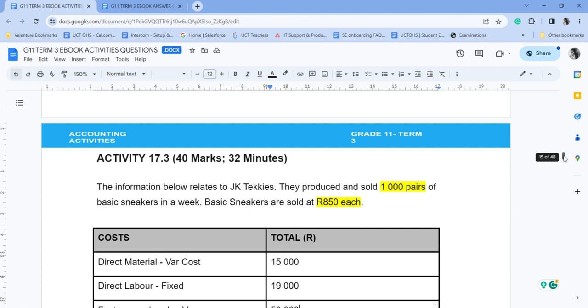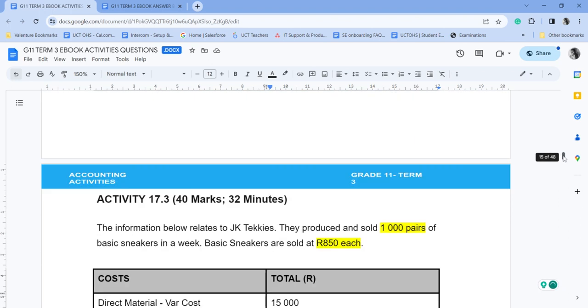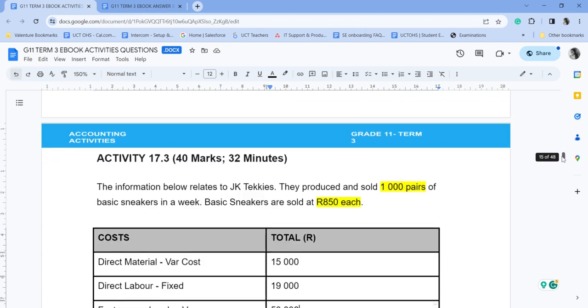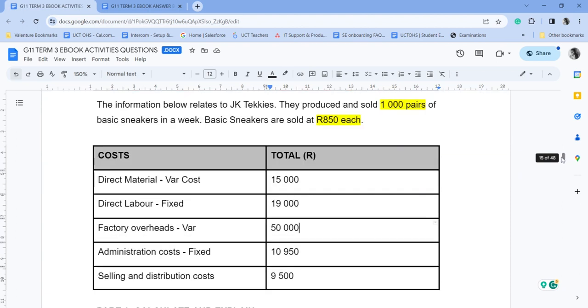So here it says that the information below relates to JK Takis. They produced and sold 1,000 pairs of basic sneakers in a week. Basic sneakers are sold at 850 rand each. Okay, and then we're given information here. With the information here, we have the various costs as well as the totals.